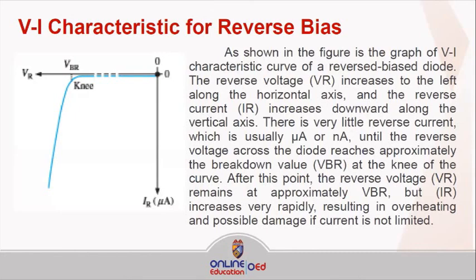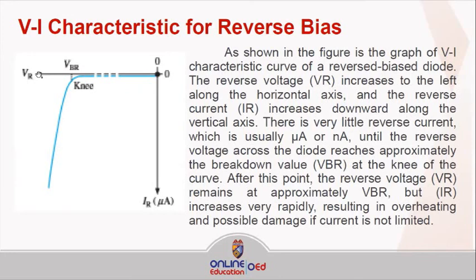Okay, as you can see, these are the voltage current characteristics for a reverse bias. As shown in the figure is the graph of a voltage current characteristic curve of a reverse bias diode. The reverse voltage VR increases to the left along the horizontal axis, and the reverse current IR increases downward along the vertical axis. Okay, ito yung VR natin. Okay, increases to the left.